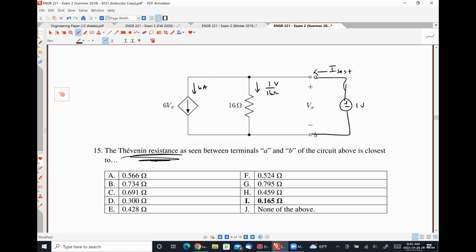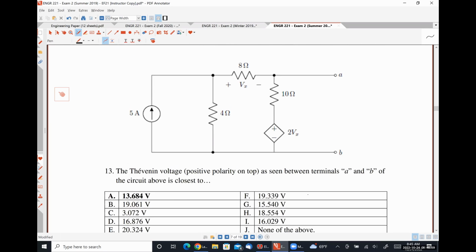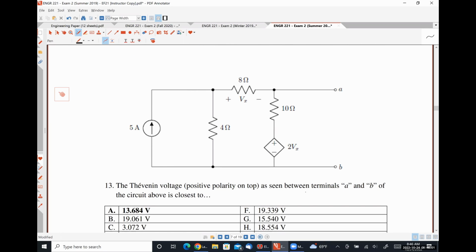Next. On this test or a different test? Oh, yeah, that's all.